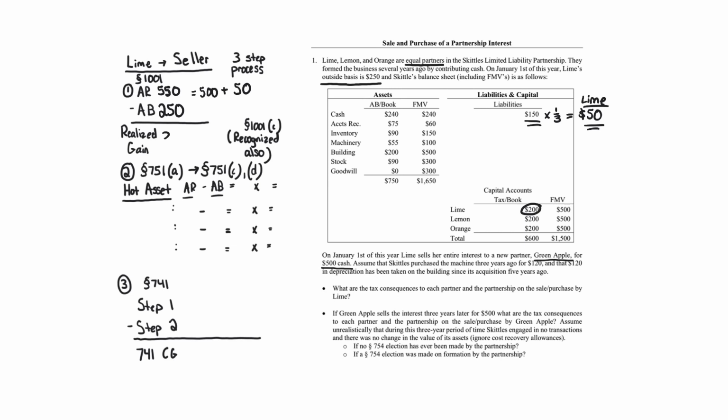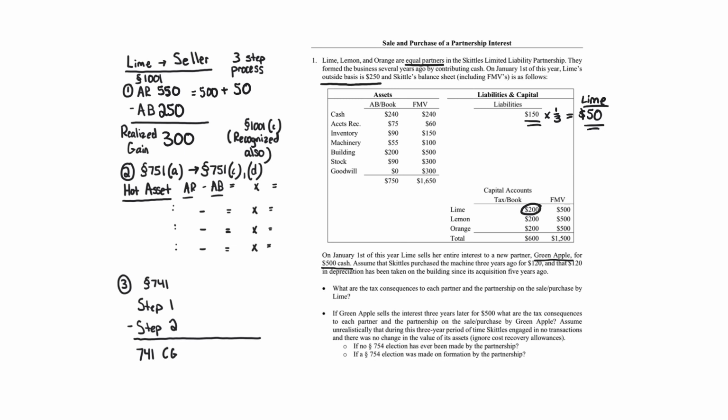So the realized and recognized gain that Lime records is $300, right? $550 minus $250 is $300. That is the realized and recognized gain under section 1001. Okay, that's our first step. We got 2 more steps.